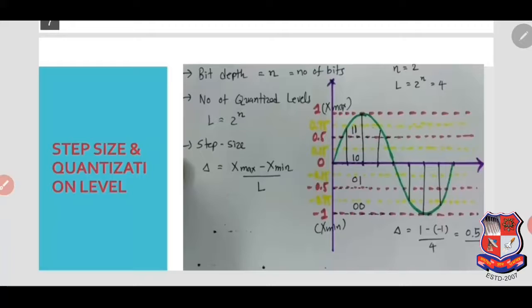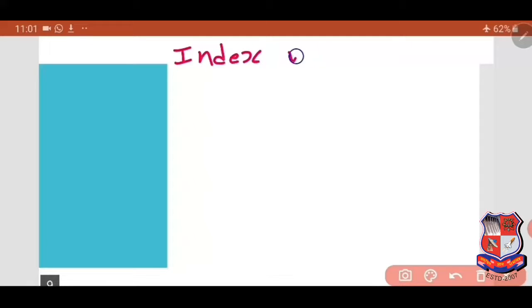Now in this lecture we are focused on finding some important terms: the index value, and second, the quantized magnitude. How those two values are found, we will learn step by step. First we will take the equation of the index value I.